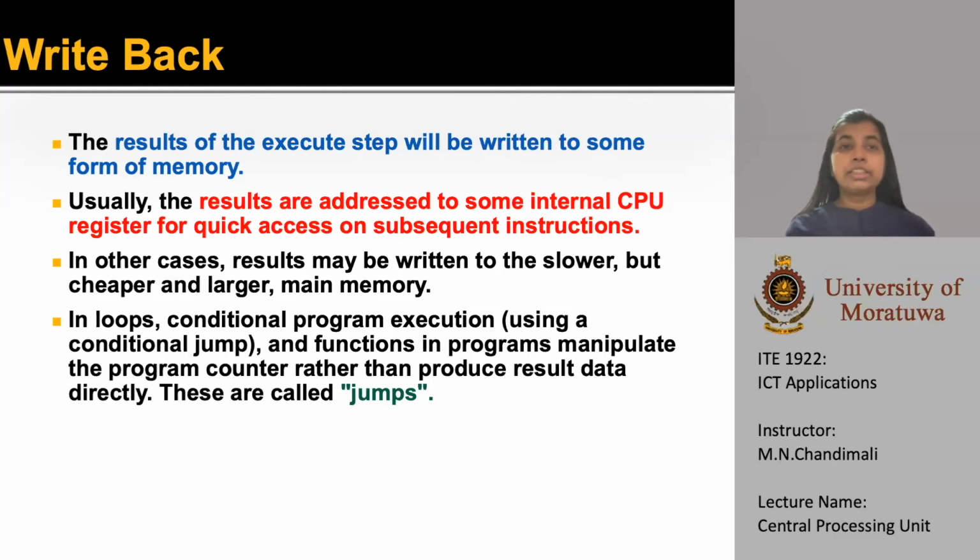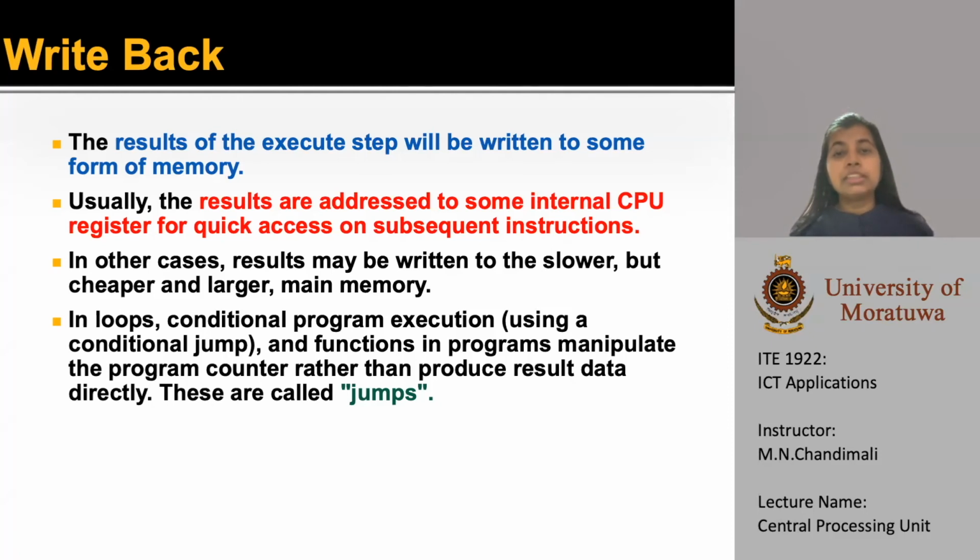The final stage of the instruction cycle is the write back. Here, the results of the execute step will be written to some form of memory. Usually the results are stored in some internal CPU register for quick access by subsequent instructions. In other cases, the results may be written to the slower but cheaper and larger main memory.